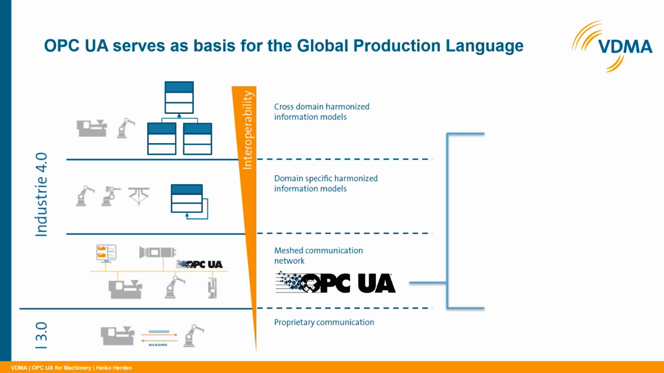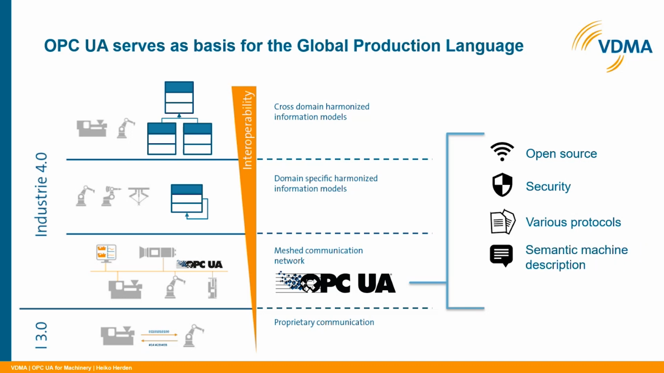OPC UA stands for Open Platform Communications Unified Architecture, and it brings all the advantages that the mechanical engineering industry needs for such a technology to get everything in one network. So it is open source, it has security built in by design, it supports various protocols, it has the possibility to have a semantic machine description within, and it's highly scalable. So I can use it on a small edge device, but also on a full embedded Windows computer.